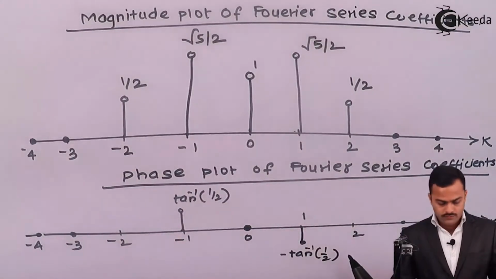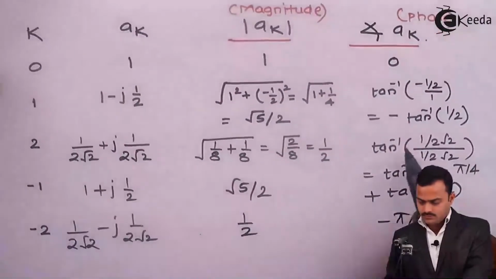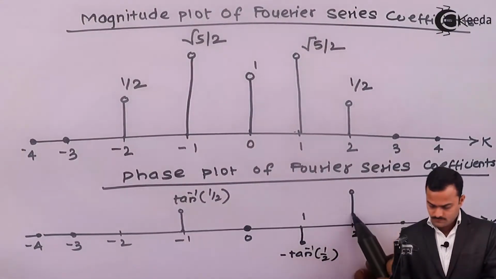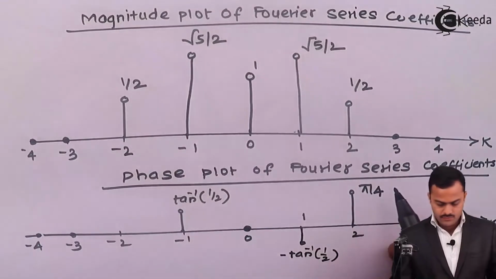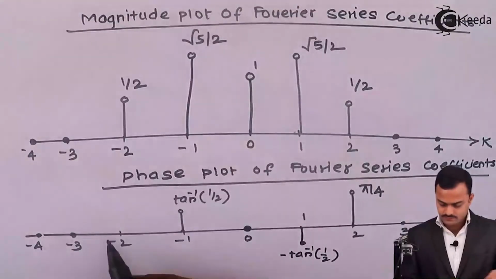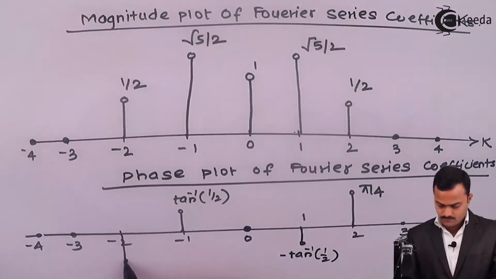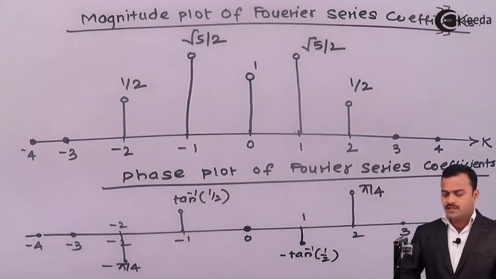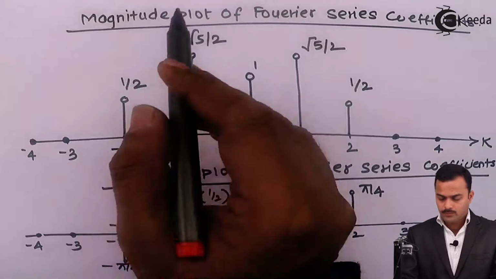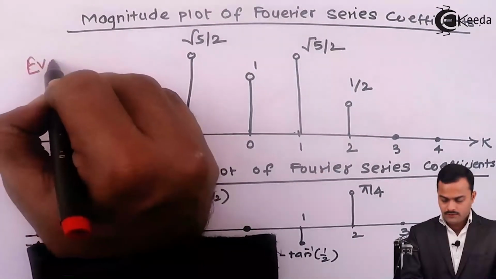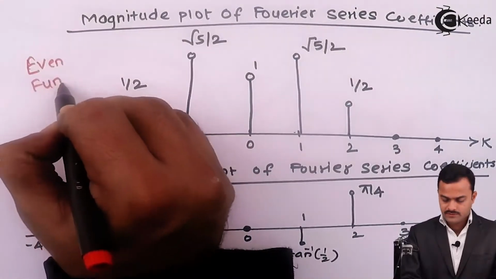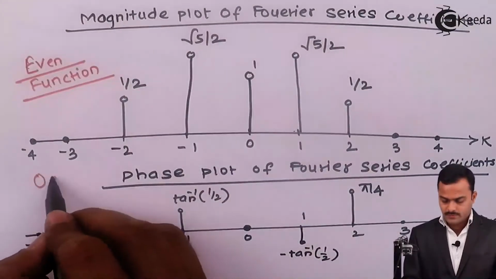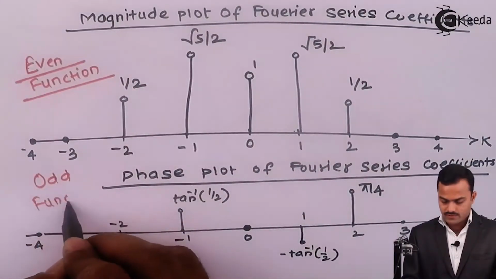K equal to 2, we obtain pi/4. And for k equal to -2, we obtain minus pi/4. So it's quite obvious over here, in a Fourier series coefficient, magnitude plot is always an even symmetry, or you can say it's an even function. And phase plot is always an odd symmetry, or you can say always an odd function.